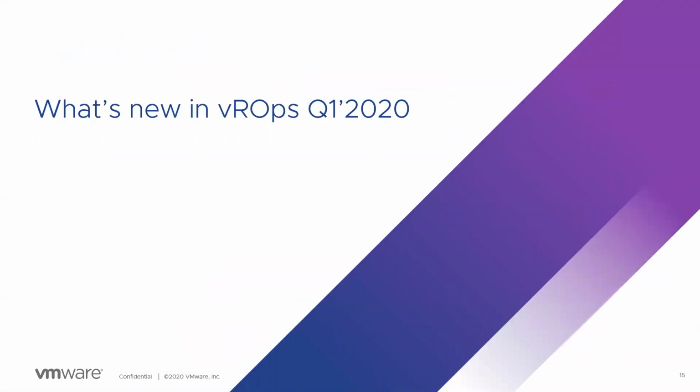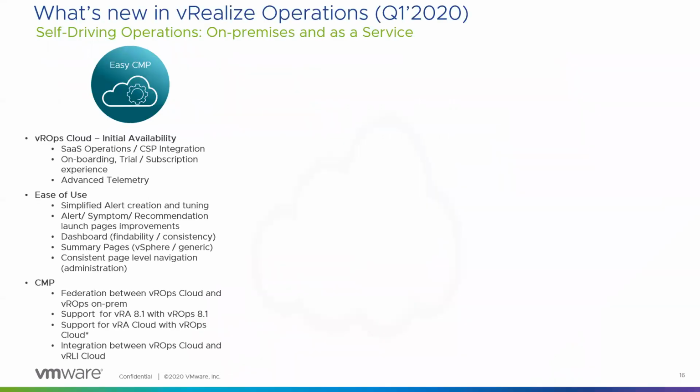Now let's jump into what we are doing from the feature perspective. As I mentioned, those 3 pillars, the first pillar being the easy CMP, where the first idea which I've spoken about is vROPs cloud. Now it's available to you, including the advanced telemetry, where we understand your behavior of using the product, which workflows you are using more, which dashboard you are using more, and where you are struggling and spending more time, so that we can improve it further.